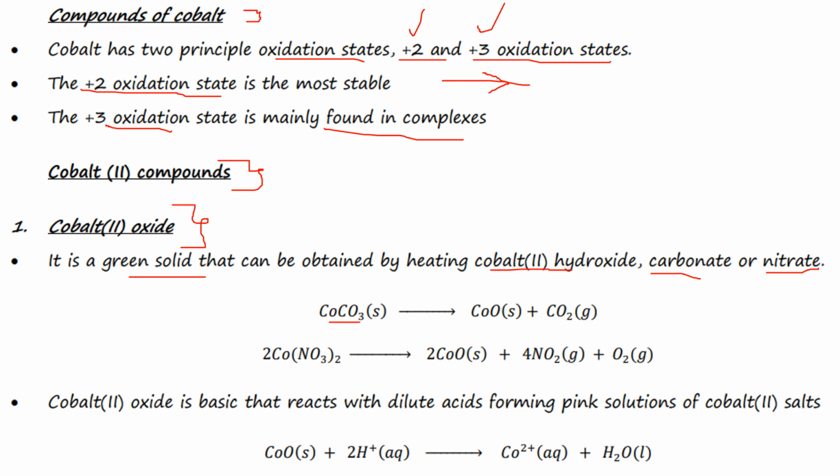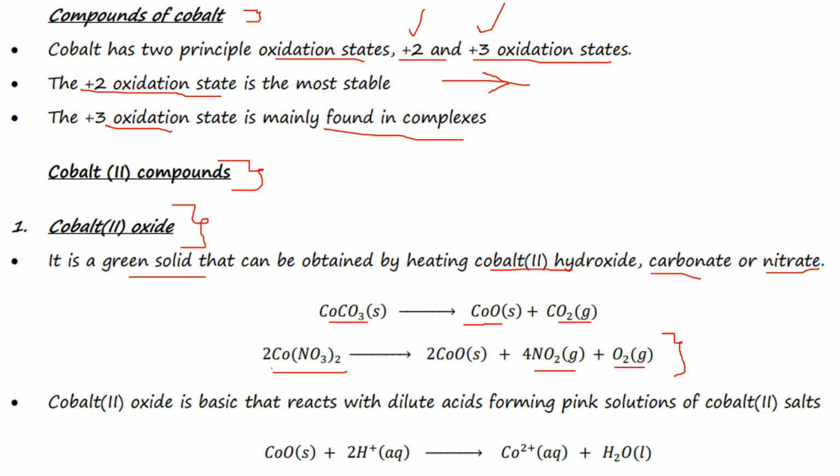Remember that whenever you heat a carbonate, you get an oxide together with carbon dioxide. So when you heat cobalt carbonate, you get cobalt oxide together with carbon dioxide. And whenever you heat a nitrate, you get nitrogen dioxide gas together with oxygen, except the nitrates of group 1 elements or metals.